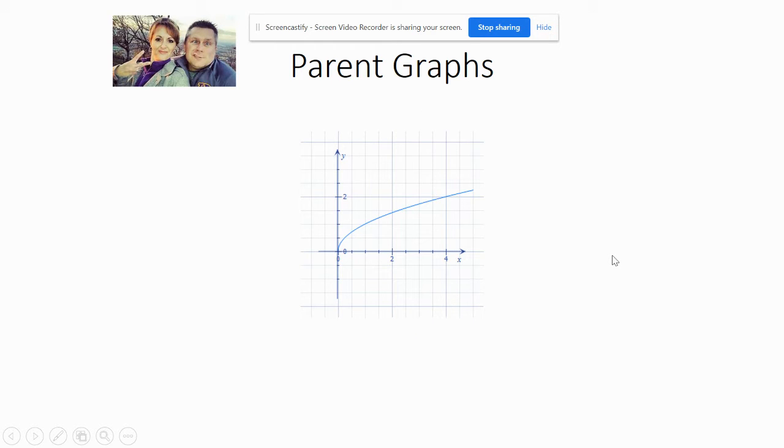This one's a square root function. You can see it makes what the square root looks like. And the reason there are no negatives is because if you have a negative x, you can't take its square root. It makes an imaginary number because it doesn't exist. So we have a square root function here. It looks like this.